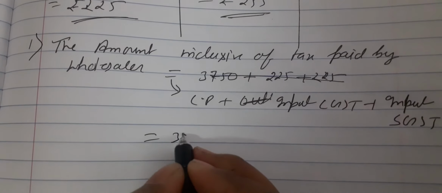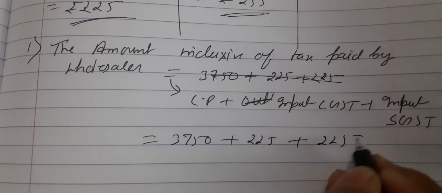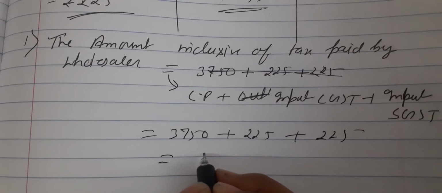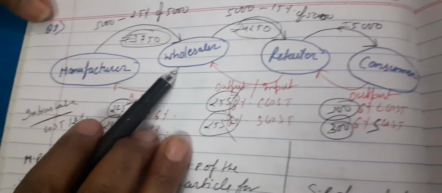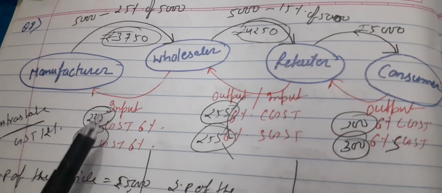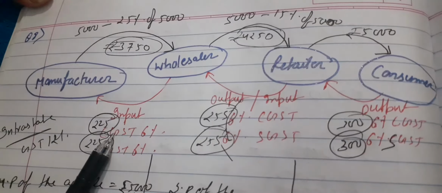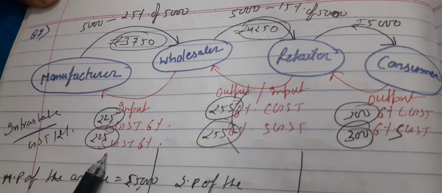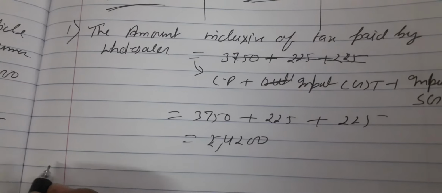What was CP? That was 3750 plus 225 plus 225, so when you add it, this will be 4200 rupees. Please see on the diagram what I did. My question asked what is the amount the wholesaler paid inclusive of taxes. So I added cost price plus input CGST plus input SGST. I added all these amounts and this is my answer. First answer: 4,200 rupees.